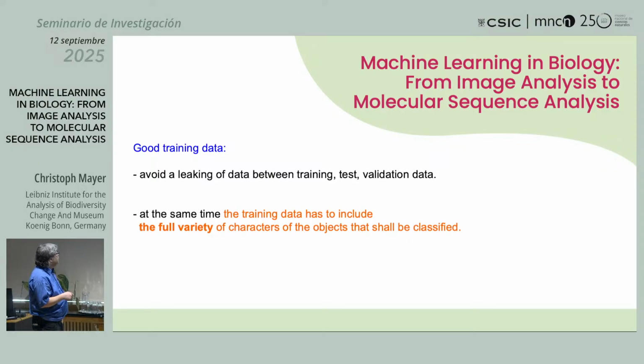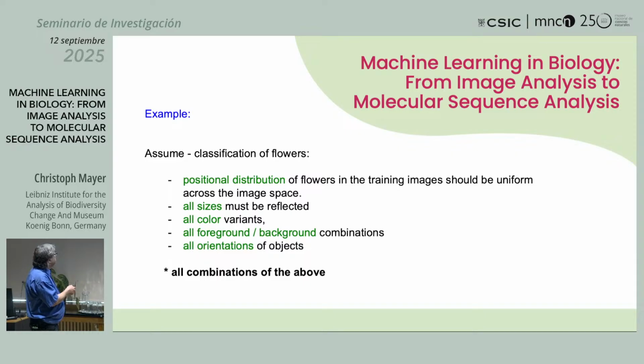At the same time, the training data set has to include the full variety of characters of the objects that shall be classified. That's also important. If you design training data, it has to have the full variety. That means, for example, if we classify flowers, the flowers have to be positioned at all parts of the image equally. So they have to be uniformly distributed over the image space. We have to have all sizes of flowers in the training data. We have to have all color variants. We have to have all foreground-background combinations. And we have to have all orientations.